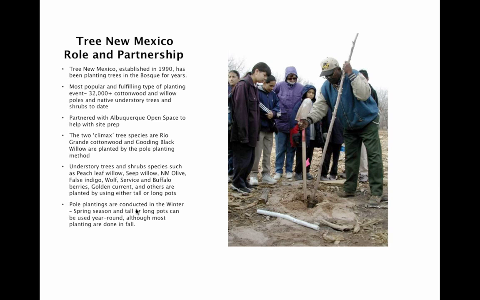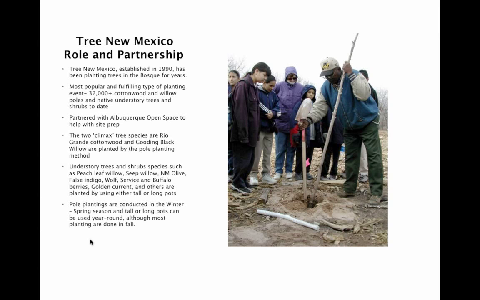The two quote-unquote climax tree species are the Rio Grande cottonwood, which we plant the most of, which is the deltoides wislizenii, and the Goodding's black willow. And they are planted by the pole method. Understory trees and shrubs, such as peach leaf willow, seep willow or baccharis, New Mexico olive, false indigo, wolfberry, serviceberry, buffalo berry, golden currant, and others are planted by using either tall pots or long pots, and I'll get to that in a minute.